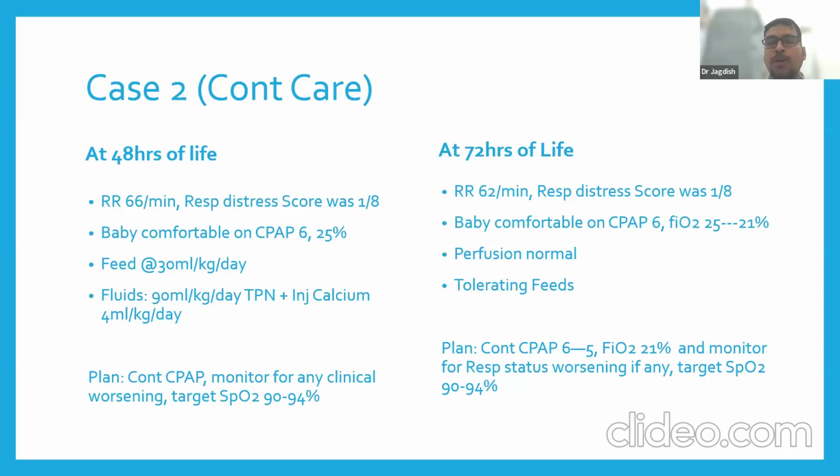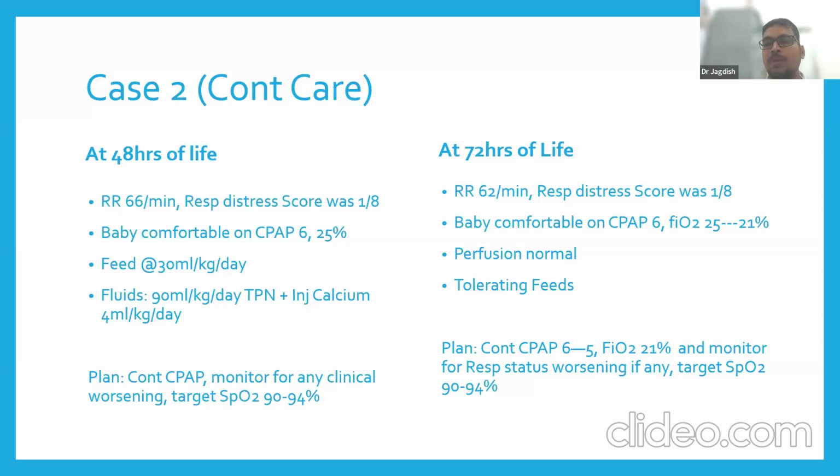Baby was monitored at 72 hours of life. Again, the respiration rate was 62. Respiratory distress score was persistently 1 by 8. Baby was continued on CPAP, and FiO2 was between 21 to 25% to maintain saturation of 90 to 94. The perfusion was normal. Baby was tolerating feeds. So the plan was to increase the feed from 30 to 50 ml per kg and decrease the TPN amount.